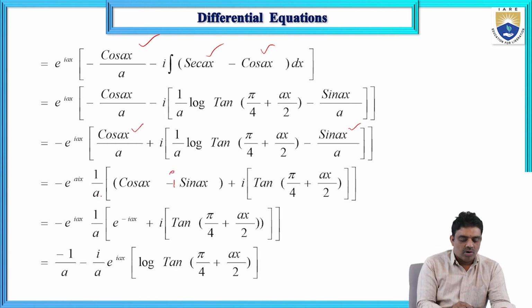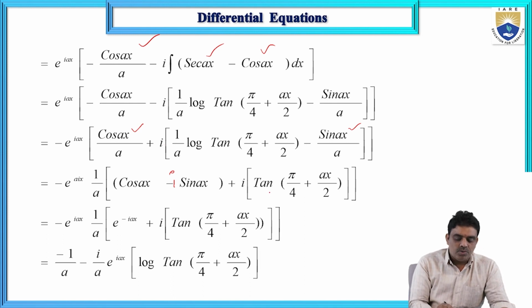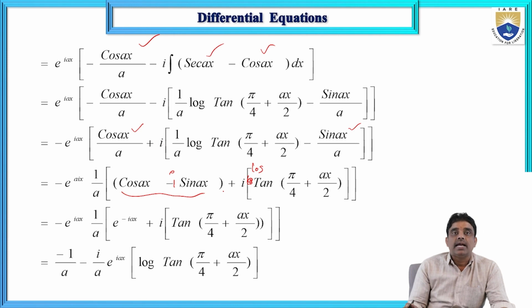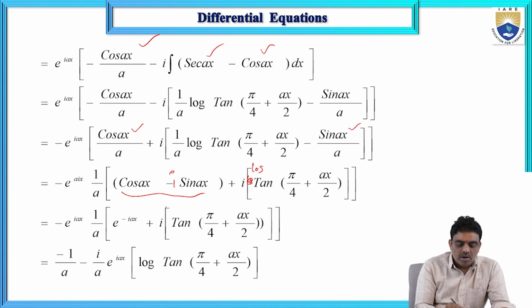a taken out already. These two terms on writing as one set: cos ax minus i into sin ax. So that term you can write here. Plus, a already taken out, you'll have i into log. So here log also, log tan (pi by 4 plus ax by 2). So that is cos ax minus i sin ax can be written as e power minus iax, plus i into log tan (pi by 4 plus ax by 2).